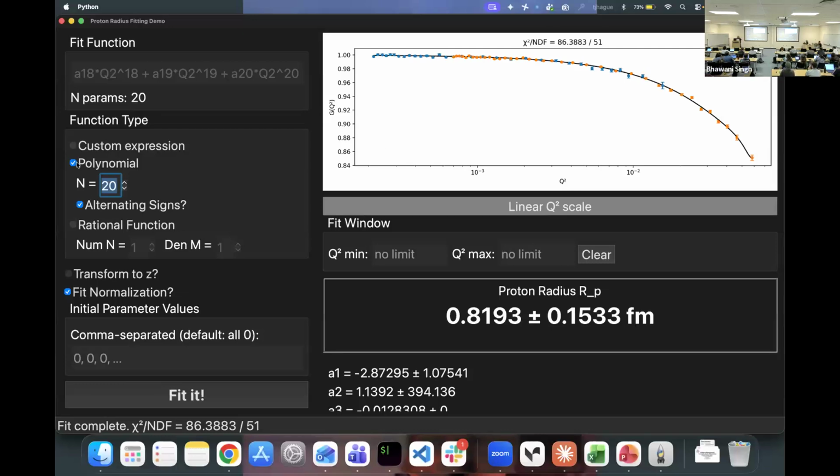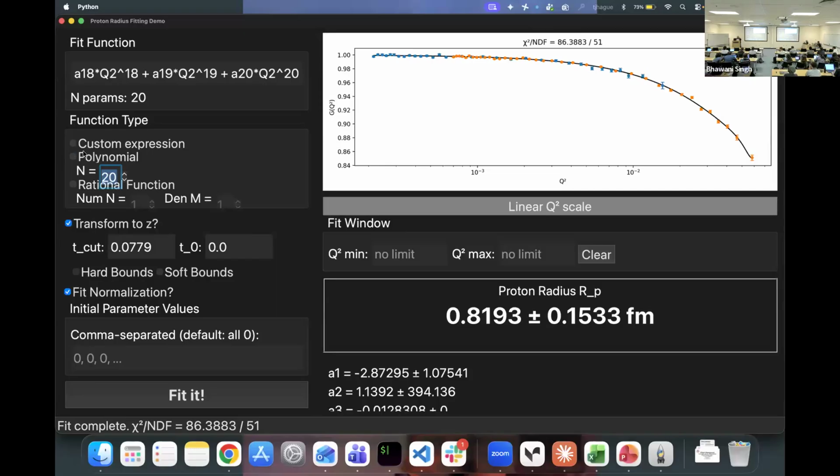You can also do this Z transformation thing. This is a technique often used, I believe, in meson form factors, if I recall correctly. And this is a conformal mapping of Q squared to this Z parameter in the complex plane. And don't ask me anything more about that, because I will say it wrong. But what it does is you get into this Z space and you can put a cut on it so that everything is below the two pion threshold.